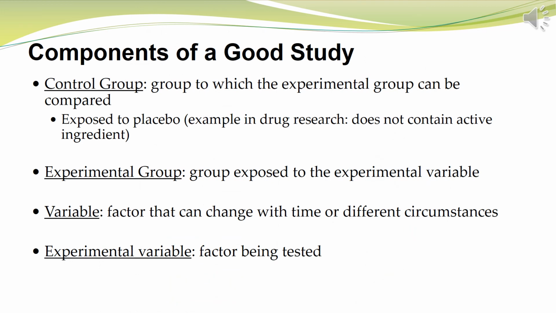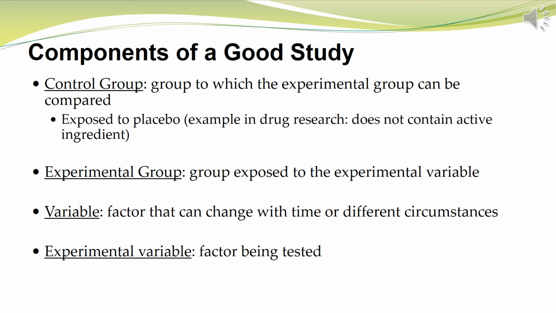Here are the components of a good study. First, any good study has to have a control group, which is the group to which the experimental group can be compared. And this is the group where you basically do nothing to it. In a human drug study, this would be the group which is exposed to the placebo pill, which is a pill that does not contain the active ingredient. So essentially we've done nothing to this group.